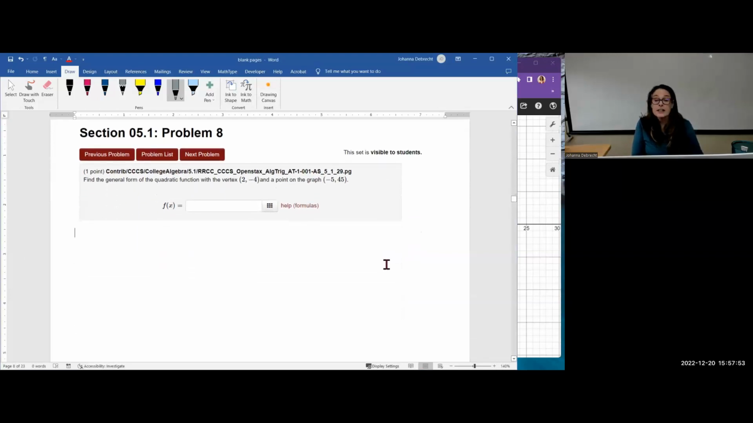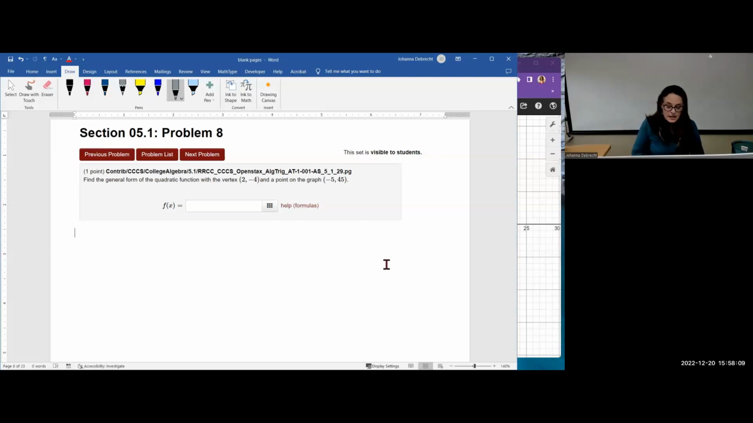Okay, let's now take a look at the next problem. The next problem is very similar. In fact, it's exactly the same as the previous one. They give us the vertex, they give us a point, and they want us to determine the general form of the quadratic equation. So this time, try it on your own, all right?